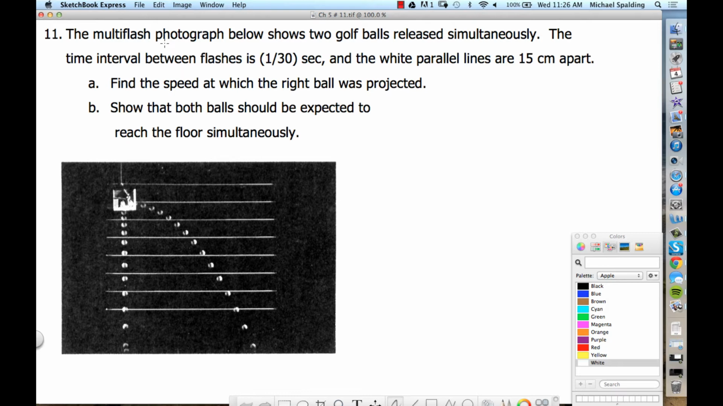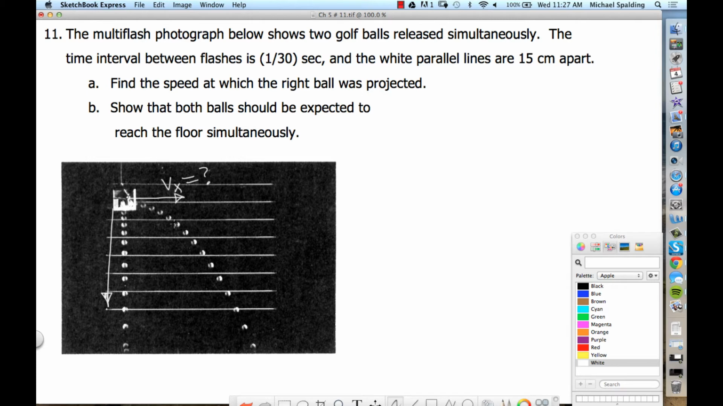The thing that it's photographing is, so we have two balls. One ball is dropped from rest. Okay, it goes straight down. So this ball right here is going straight down like that. But this other ball was launched horizontally with some x velocity, right? Okay, the first thing we're trying to find is this velocity. What is the velocity that this ball was launched with?